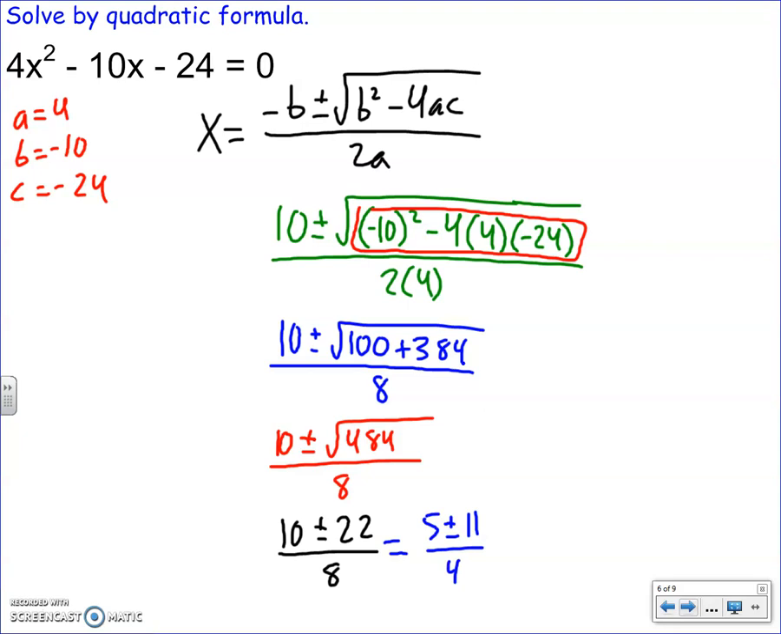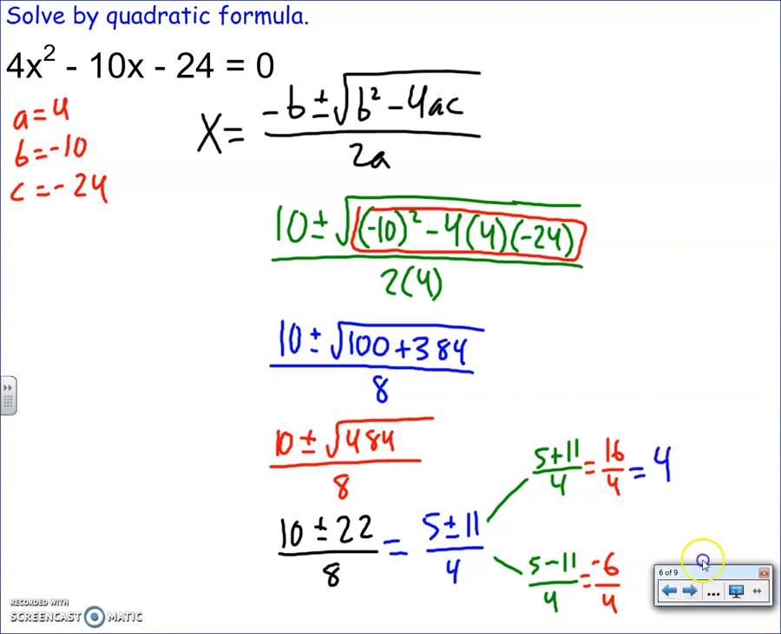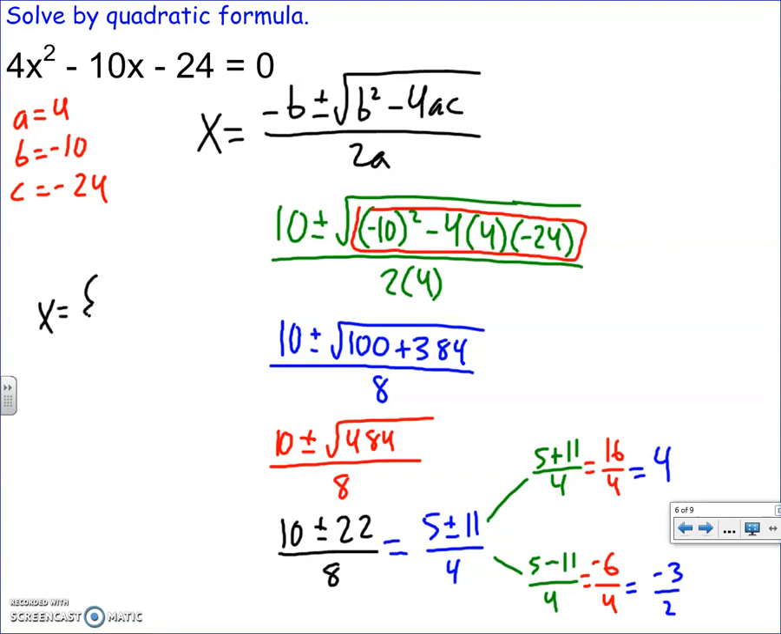Now I'm going to split my 2 problems. We have 5 plus 11 over 4, and 5 minus 11 over 4. 5 plus 11 is 16, then I divide by 4. 5 minus 11 is negative 6, then I divide by 4. Those both reduce. 16 divided by 4 is 4. Negative 6 divided by 4 is negative 3 over 2. Those are the same answers we got earlier, and it's supposed to be. So I got 2 answers. My final answer here is x equals the set of negative 3 over 2 and positive 4. The order doesn't matter, though you should put the smaller number first.